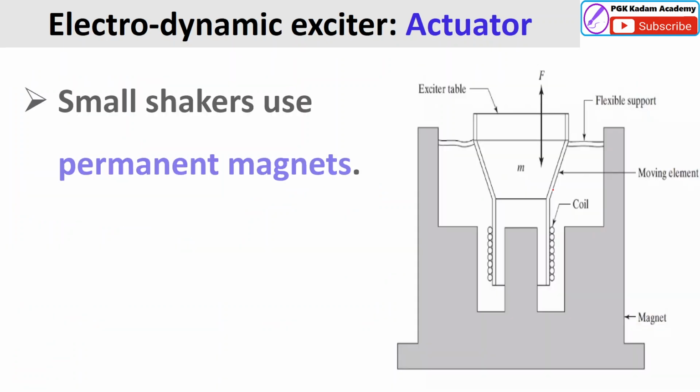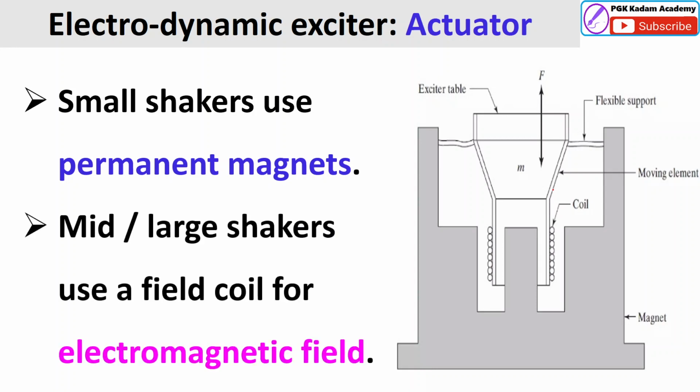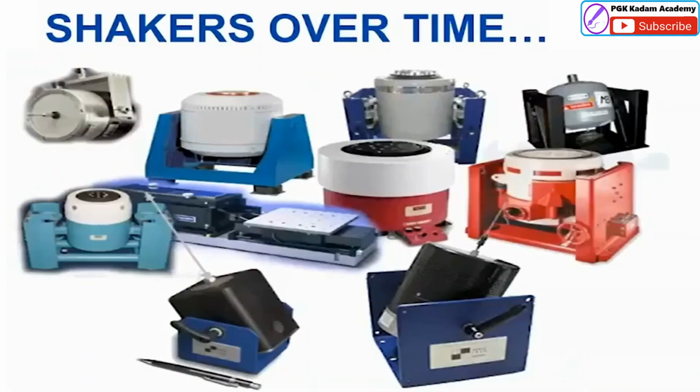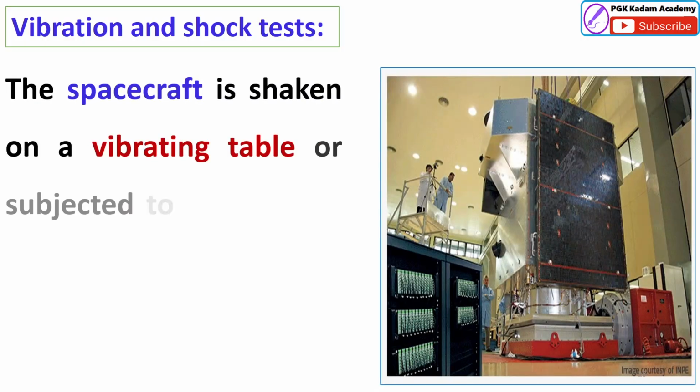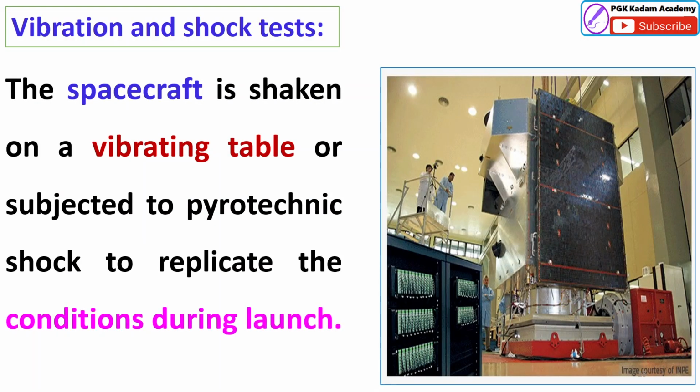So friends, what will happen here? The small shakers use permanent magnets, and the mid-size and large shakers use a field coil for the electromagnetic field, generating the force. These are the different shakers available in the market. A spacecraft is shaken on a vibrating table or subjected to pyrotechnic shock to replicate the conditions during launch.